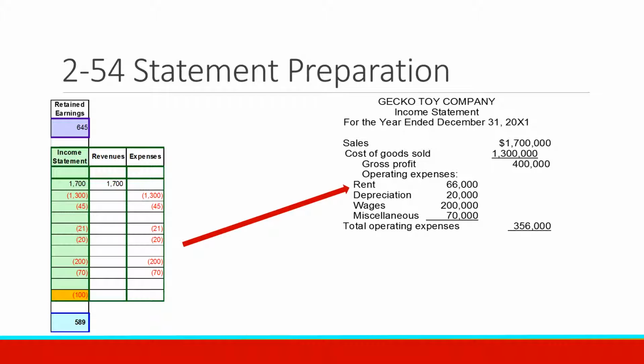Next, we'll look at the remaining expenses and determine which of those are operating expenses. So when we go and look, we'll determine that the rent for the year was $66,000, which is the $45,000 for the first 9 months and the $21,000 for the last 3 months. We have depreciation of $20,000. We have wages, which is one of those two current expenses that we paid, of $200,000, and we have miscellaneous expenses of $70,000. When we add those operating expenses together, we will have total operating expenses of $356,000.